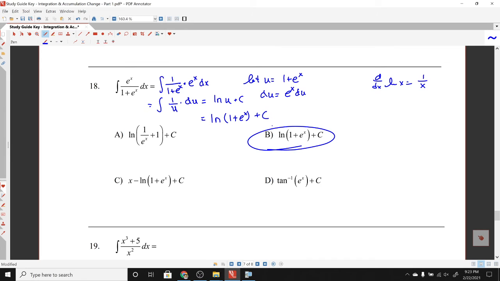If you are quick, sometimes with multiple choice questions, if you get a little stuck on this, you can go ahead and derive each of these. Because remember, if the integral is b, then the derivative of b would have to be this. So the derivative of ln of 1 plus e to the x would be 1 over 1 plus e to the x times the derivative of this, which is just e to the x. And there we go. We can see that that's the answer. So if it's multiple choice, you can always do that.